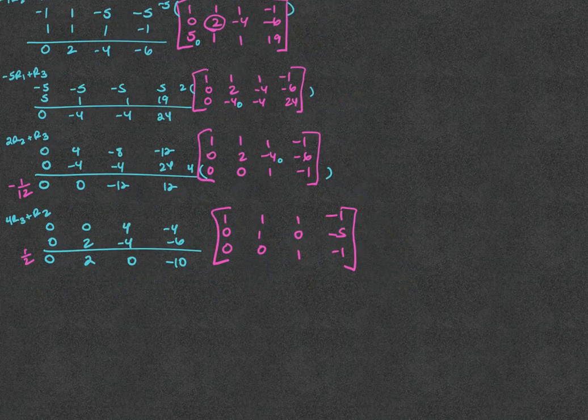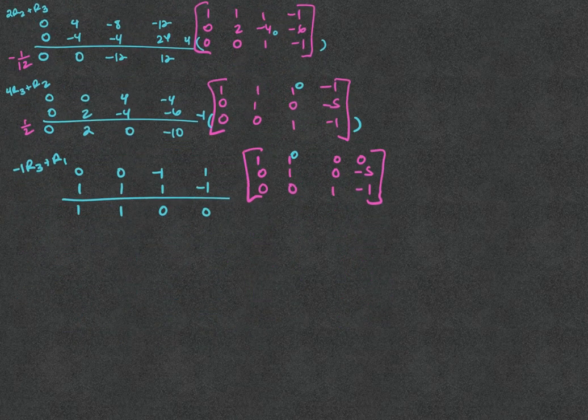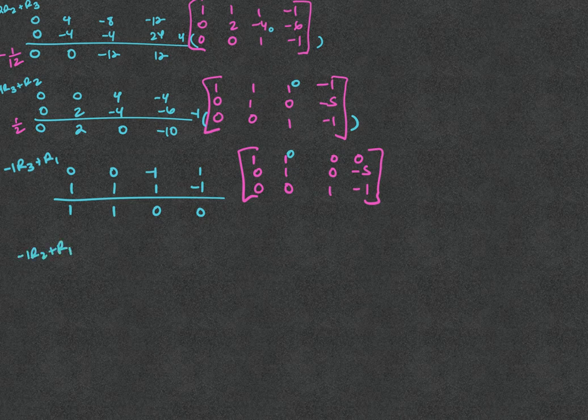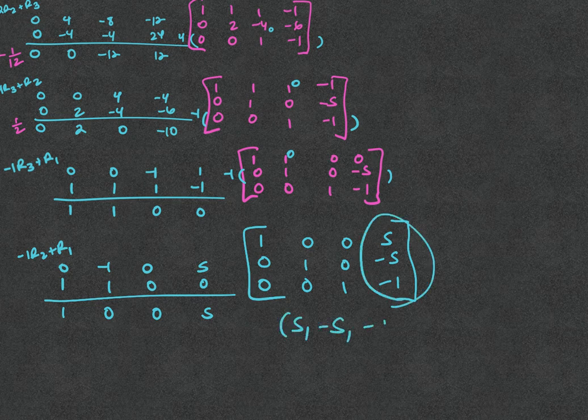So now I know X, or sorry, I know Y and I know Z. I need a 0 where that 1 is. I need to use row 3. Negative 1, row 3 plus row 1. 0, 0, negative 1, 1, 1, 1, 1, negative 1. Replaces row 1. And the last 0 I need here, I have to use row 2. Negative 1, R2 plus R1. So I get 1, 0, 0, 5, 0, 1, 0, negative 5 and 0, 0, 1, negative 1, and my answer is 5, negative 5, negative 1.